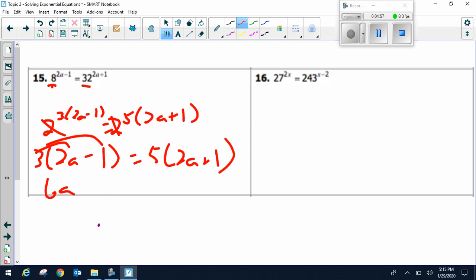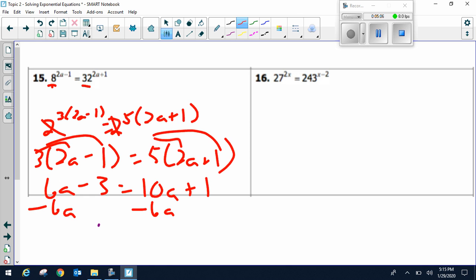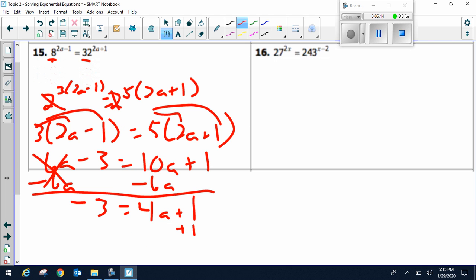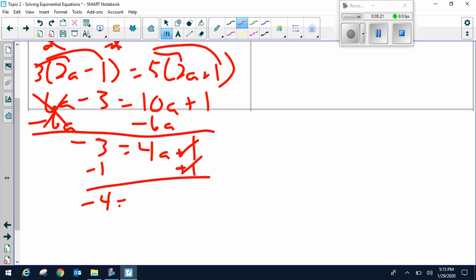So you get 6a minus 3 equals 10a plus 5. Subtract the 6a over. So you get negative 3 equals 4a plus 1. Subtract the 1 over. So you get negative 4 equals 4a. So a is negative 1.